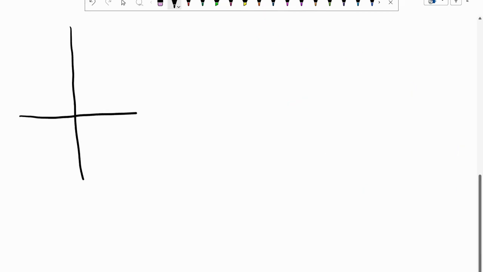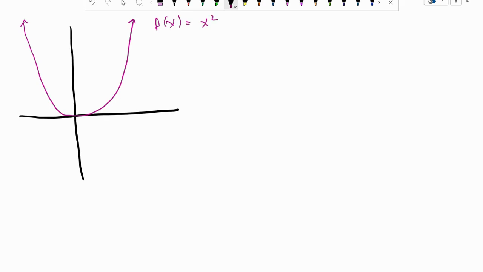Let's say we have the graph for x squared, right? So, f of x equals x squared. So we want to find the arc length from 0, 0 to 3, 9. We want to find this distance, that length. So how do we do that?